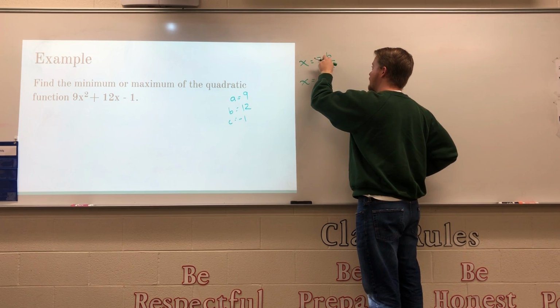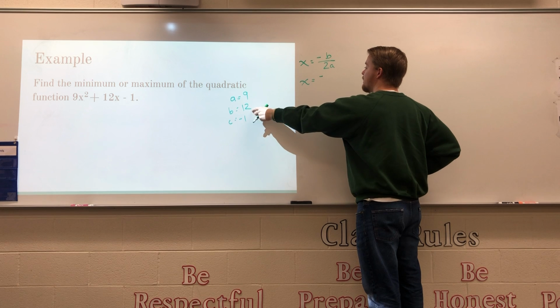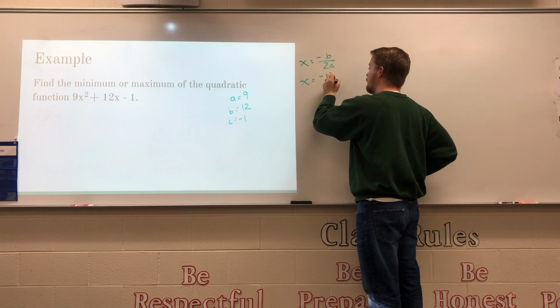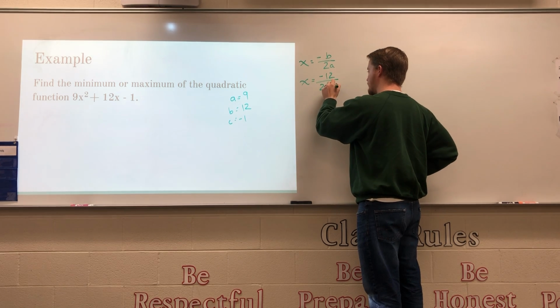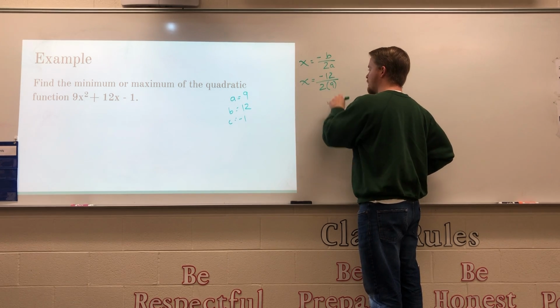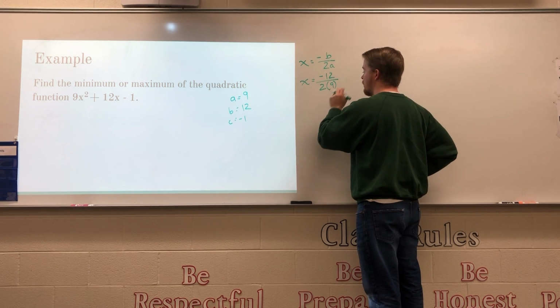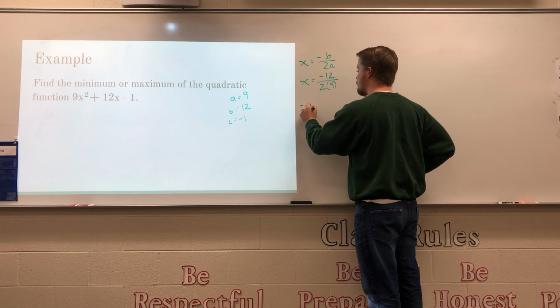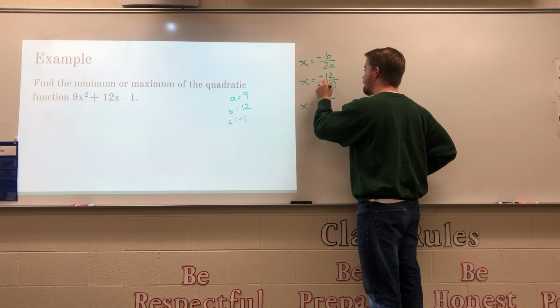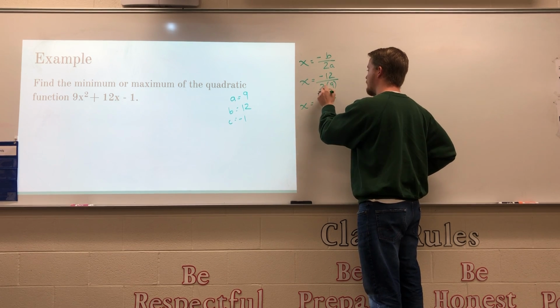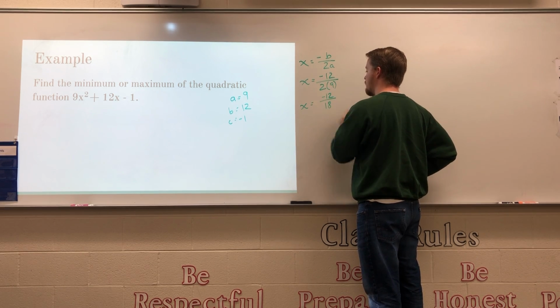X equals negative b, which my b is 12, so negative 12, over 2 times a, which my a is 9. So here is my equation to start, and then we're just going to simplify. So x equals, we'll simplify the bottom first. Negative 12 on top, 2 times 9 is 18.